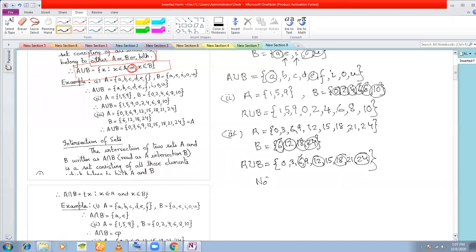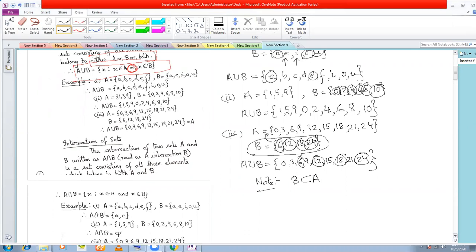What you see here is a very important note. What you see here is that B is a subset of A, right? If you see, all the elements of B are in A. Can you see this? Can we say B is a subset of A? Yes, sir. Okay, no problem. Can you see that B is a subset of A? Yes, sir. So B is a subset of A. All of you can see.